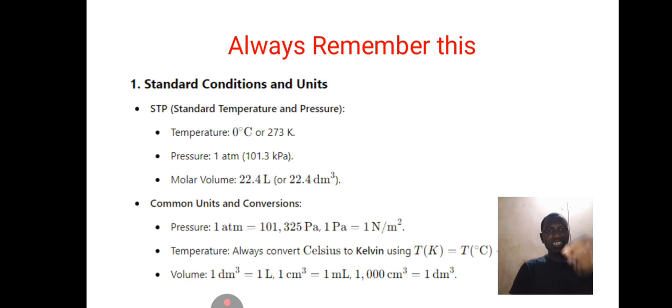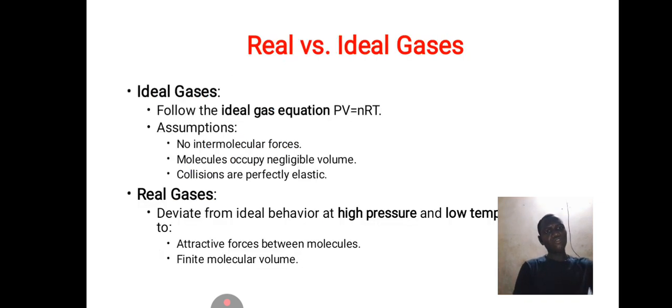I've stated this law of molar volume. 1 mole of every gas at standard temperature and pressure occupies 22.4 decimeter cube of volume.